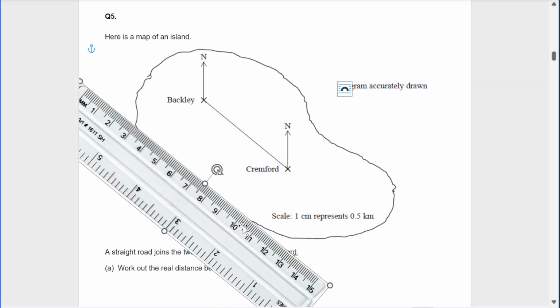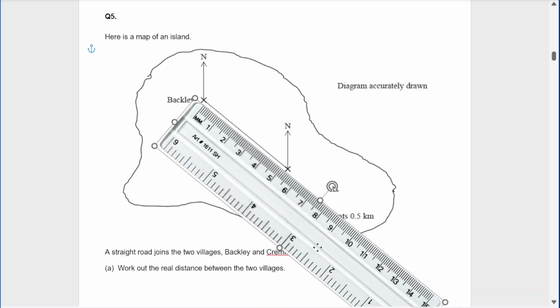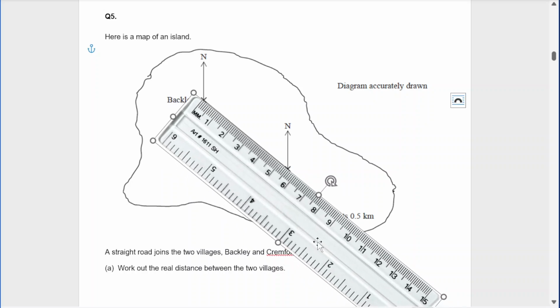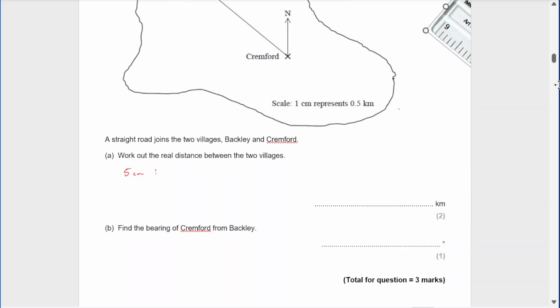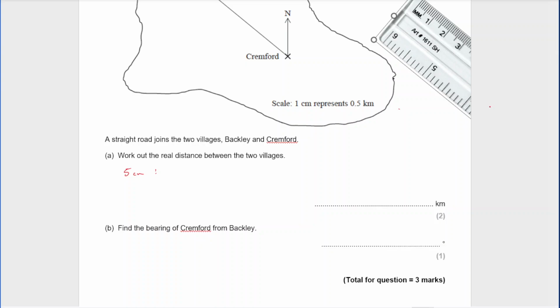Okay, this is how I'm going to do it. I'm going to put my ruler on the line and measure the line. So I make that 5.5 centimetres. So I'm going to say it's 5.5 centimetres. And I'm using the conversion of, let me just move my ruler out the way now because it's hiding my conversion, 1 centimetre is equal to 0.5 kilometres. So 5 centimetres is going to be equal to 5 times by 0.5, so it's going to be 2.5 kilometres.